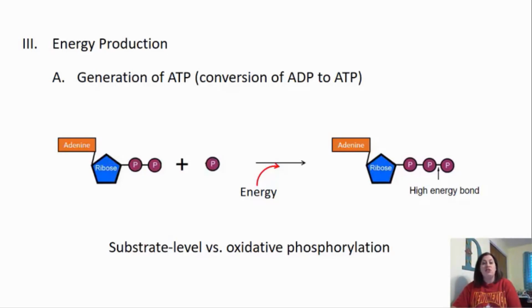Okay, phosphorylation is just a big fancy word that just means adding a phosphate. All right, so when we're adding a phosphate to something, we would say this is phosphorylation. Now, there are different ways we can add this phosphate. Okay, there's the substrate level and there's the oxidative.